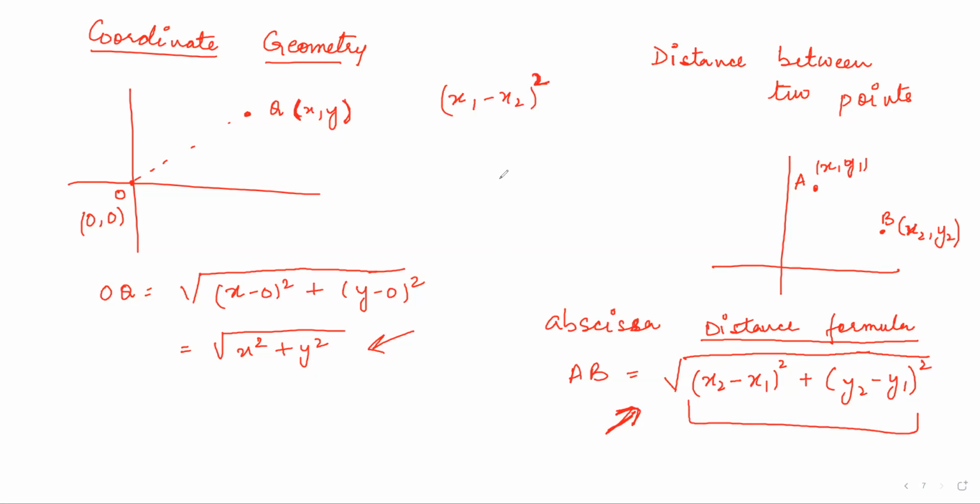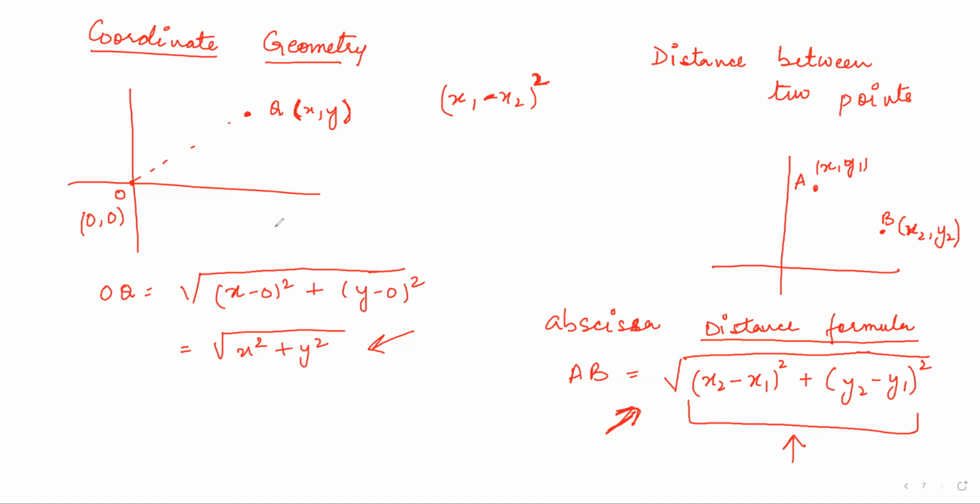Yes, ma'am, because the minus sign will be absorbed in this square. If I get a minus sign, ultimately I'll get the same thing. But this is the standard way of writing (x2 minus x1) plus (y2 minus y1). Okay.